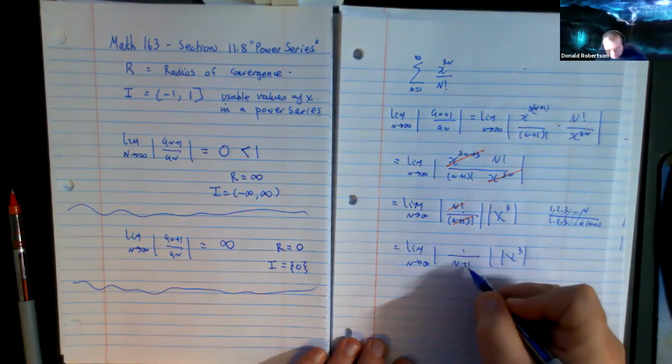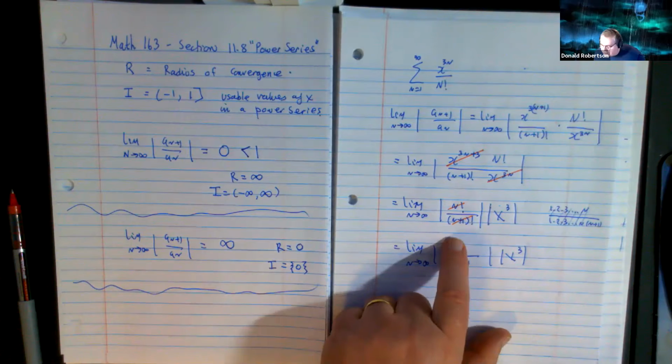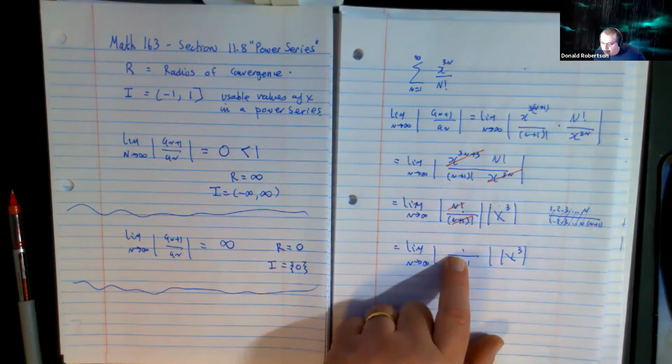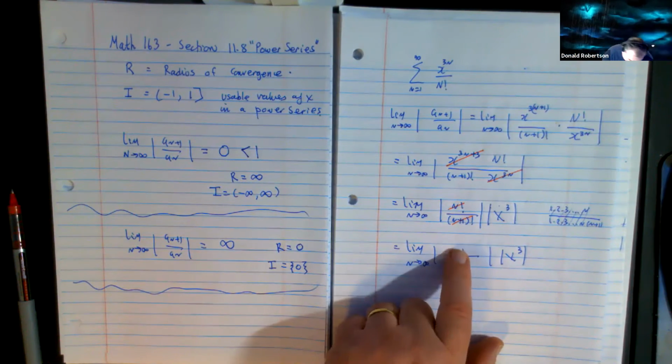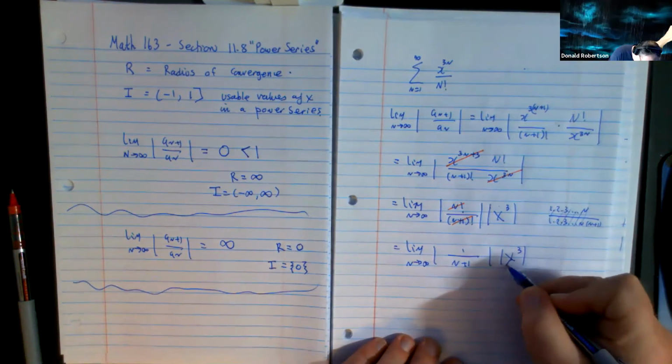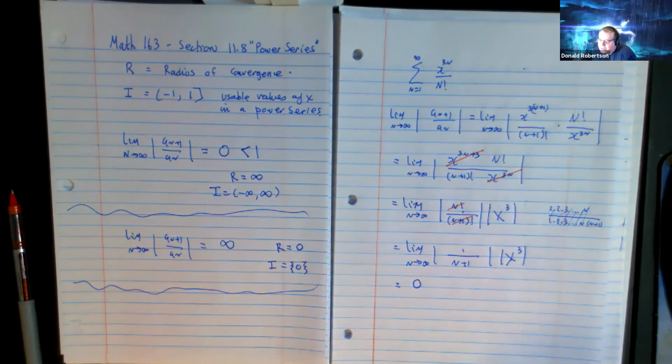Now, make brute force, make n infinite. Won't that be 1 over infinity? 1 over infinity is 0. Won't 0 times x cubed still be 0? There's an example of the limit being 0 then. You see it?